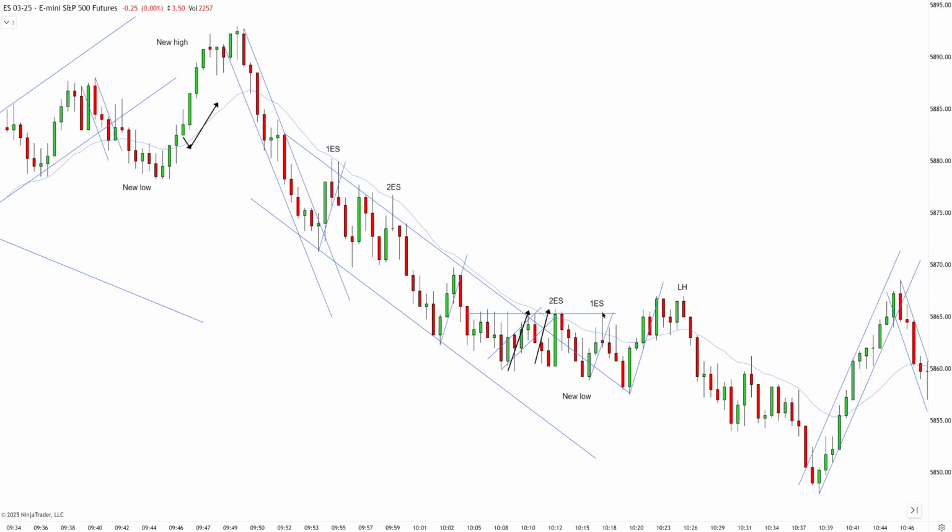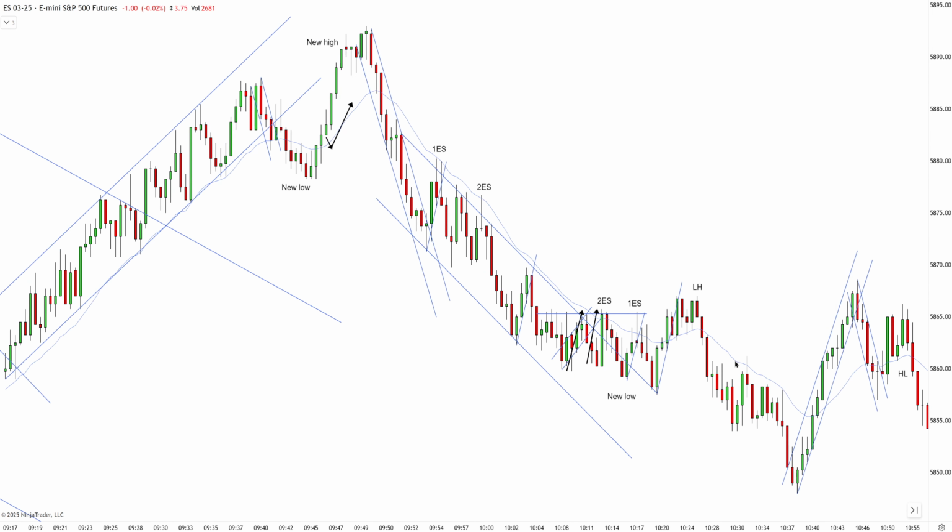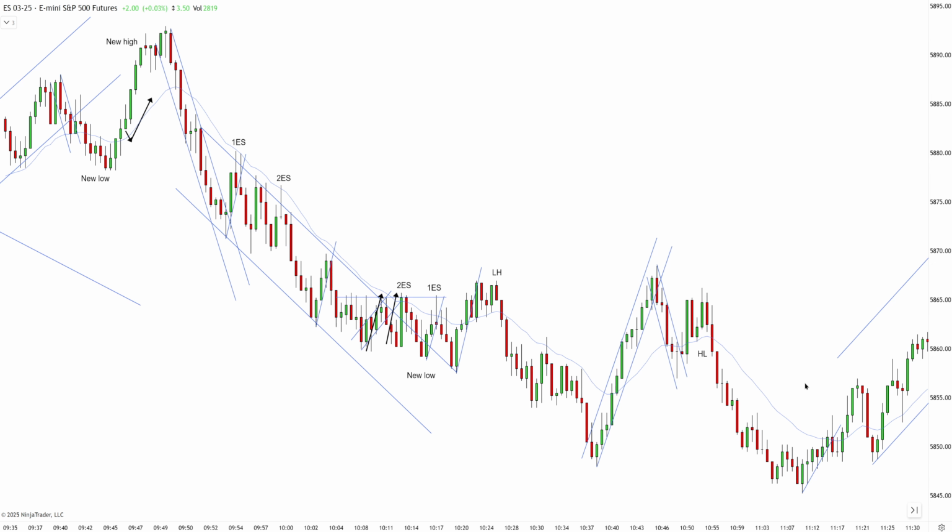This is not a lower high, this is only a first entry short because you already have a new low that broke these lows. So you have to treat it as a first entry short only. Nothing here. This was quite confusing. This entire area was a bit confusing.